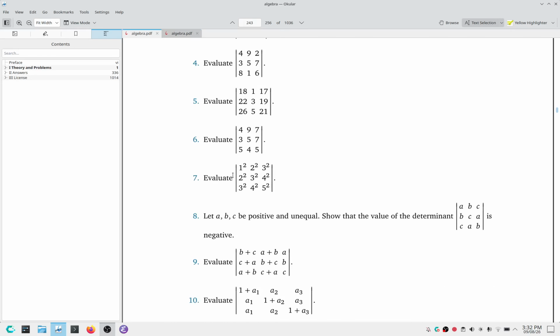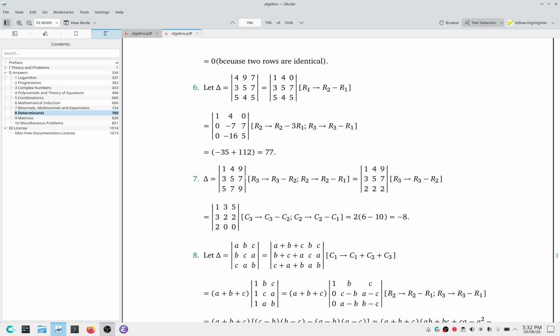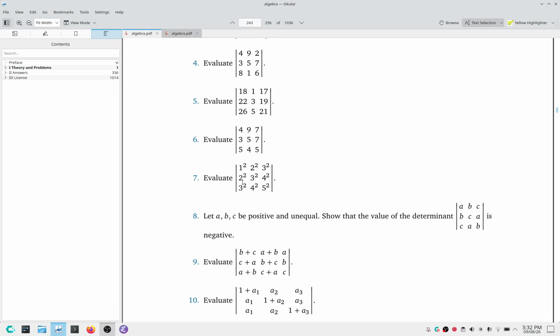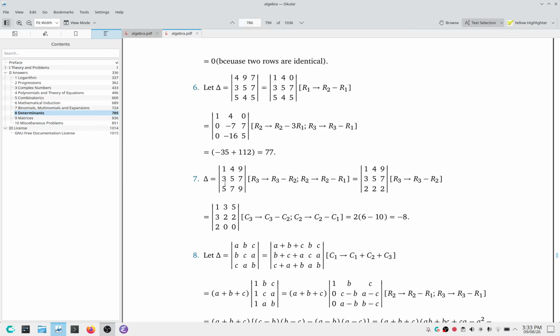Question 7 says evaluate the determinant with rows 1 square, 2 square, 3 square; 2 square, 3 square, 4 square; and 3 square, 4 square, 5 square. So we remove the squares, we get 1, 4, 9. And there seems to be something wrong here. Okay, this is 7, right?